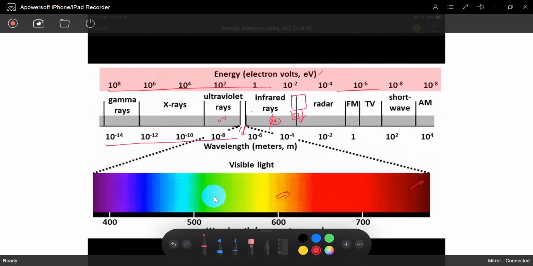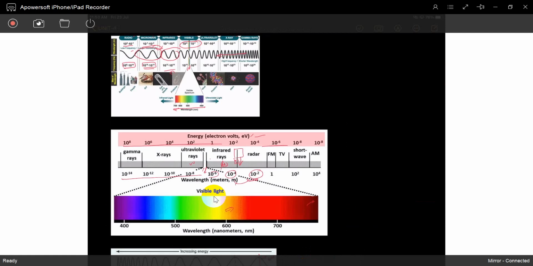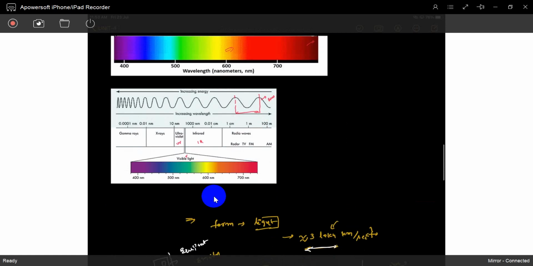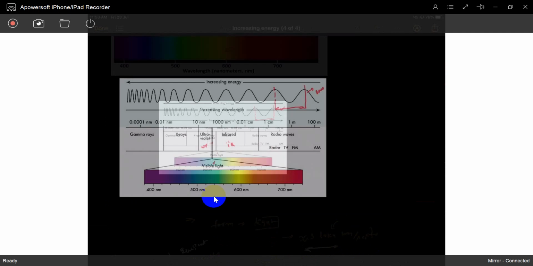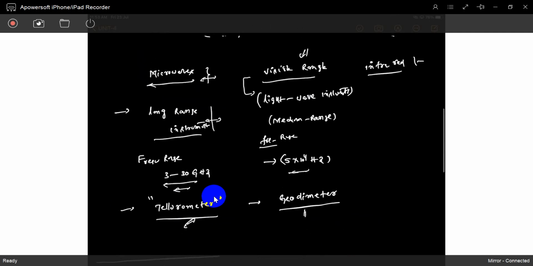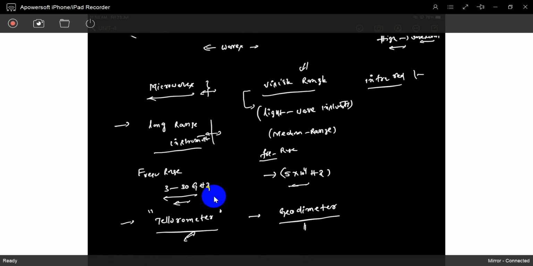Microwaves. This is energy, and the wavelength is increasing: 10 power minus 6, 10 power minus 4, 10 power minus 2. Wavelength is increasing. Those are the wavelength ranges. And frequency is the opposite of wavelength. What are the exact values? If you see the diagrams, you will get them. No need to explain it. Okay, so next, infrared rays.